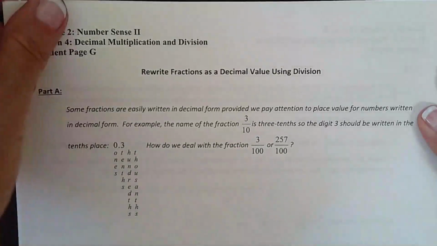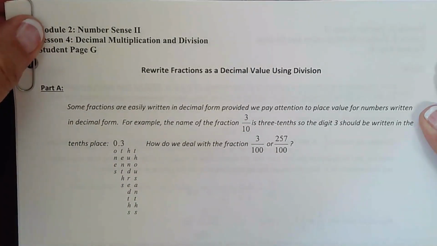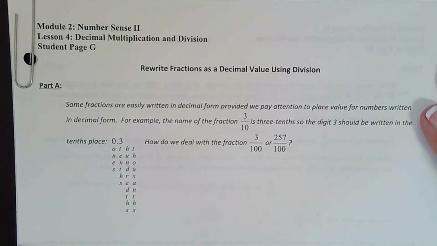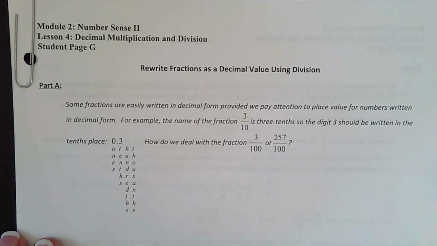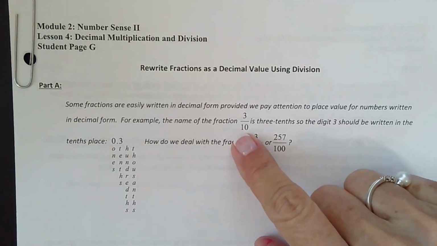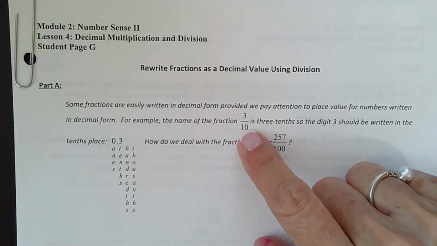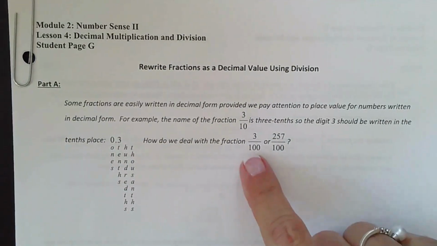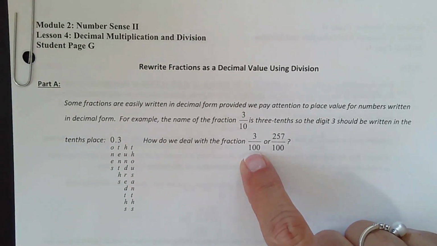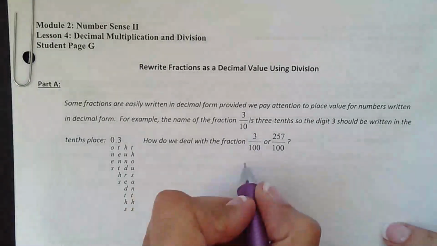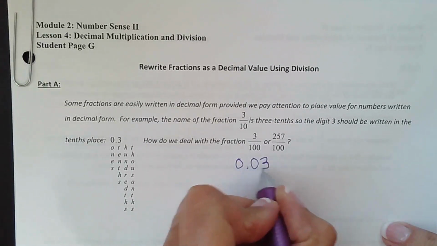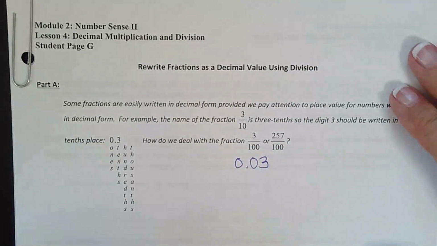So now we're going to be doing the same thing we did on the last page, except now it's going to be written as a fraction rather than a division problem. So some fractions are easily written in decimal form. We know this is 0.3 because it has 1 decimal place. We know this would be 0.03 because it has 2 decimal places. And remember how the 3 always goes on the end?